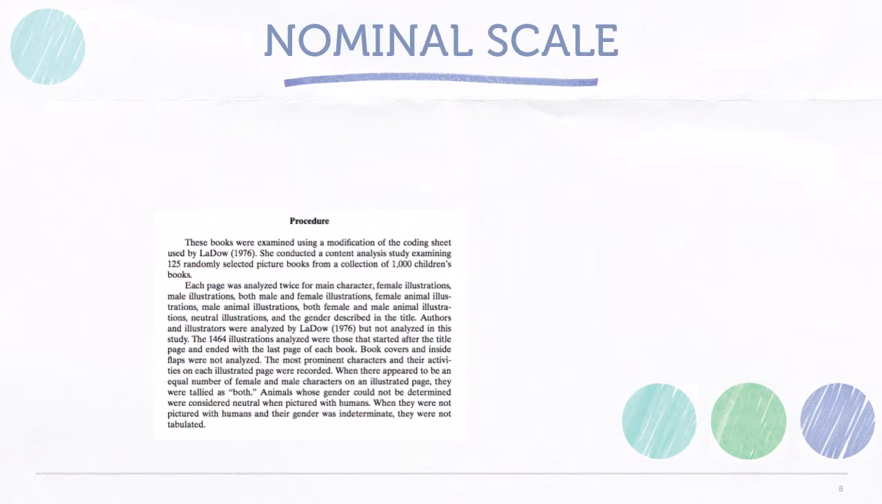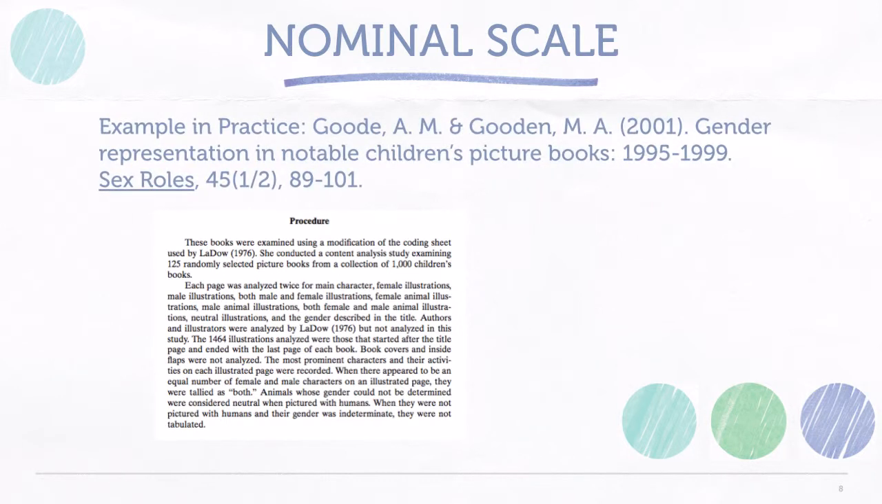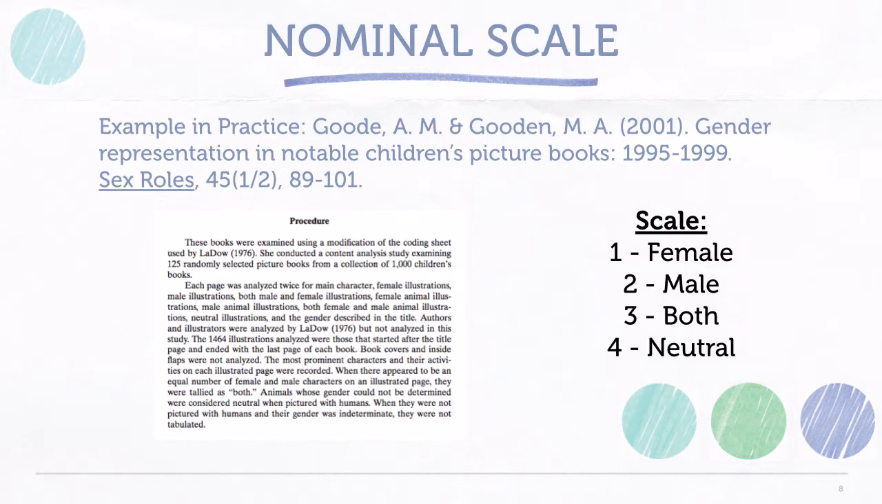Now, we're often going to find this within content analysis. So an example that I have is a study, a content analysis of gender representations in notable children's picture books. And what they've done is they've gone through the selection of children's picture books and they have measured it via this scale. 1 was female, 2 was male, 3 was both female and male, and then 4 was neutral. So they literally went through and they coded books based on this nominal scale.